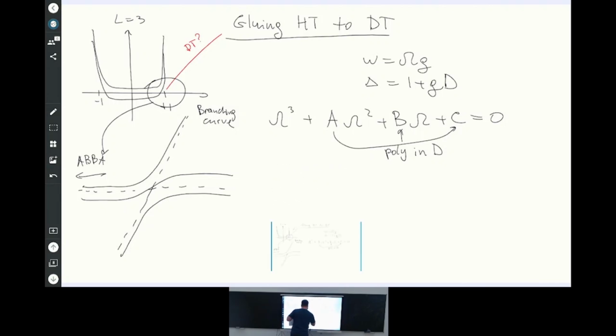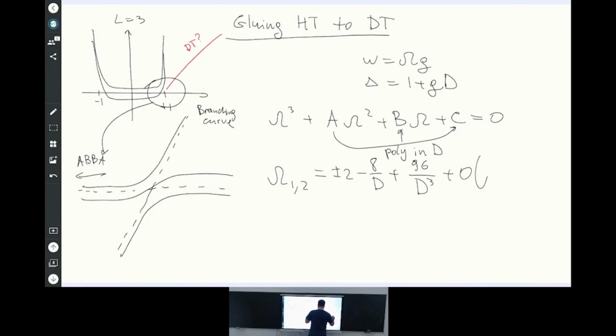And you find that there are these two trajectories which should behave as plus or minus 2, minus 8 over d, plus 96 over d cubed, plus order d to the 4. So what you do is literally plug this redefinition into all these formulas on the previous slide, into the polygammas, and expand when g goes to 0. And then you find this expansion.